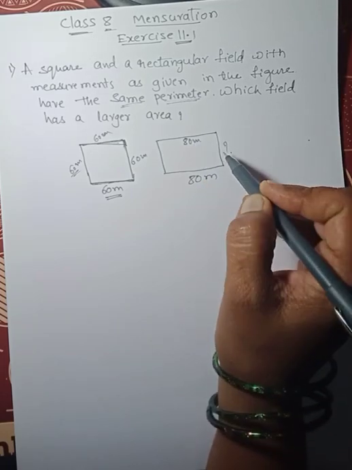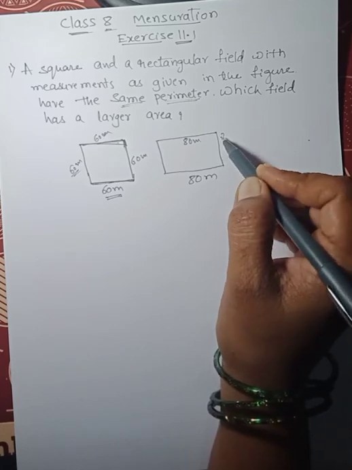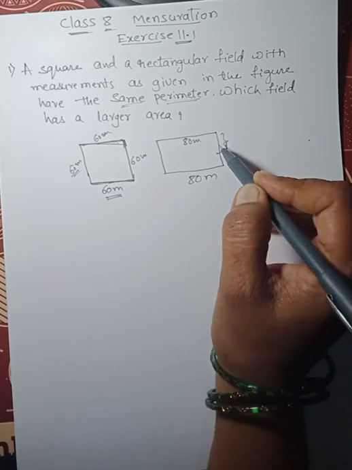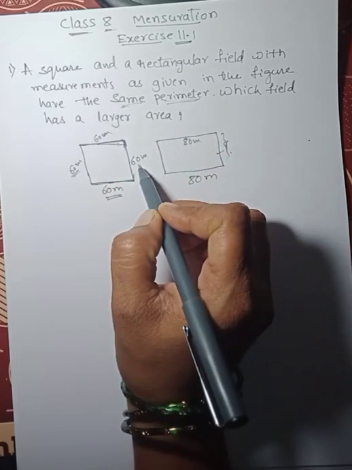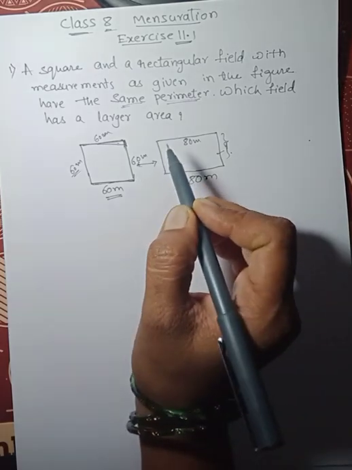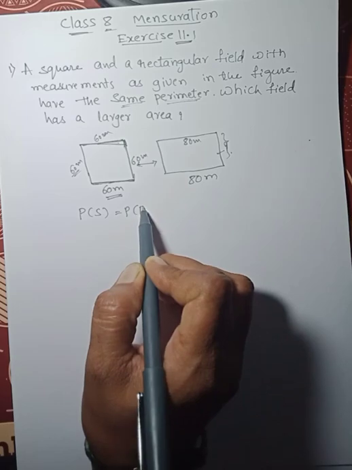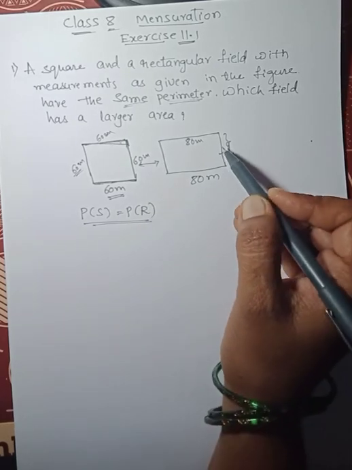It is not given. So without the breadth we cannot find its area, and also for finding its perimeter we need this side, is it? So it is not given. Then indirectly you are given a relation between the square and the rectangle, that the perimeter of square is equal to the perimeter of rectangle. With the help of this relation we will find the breadth of the rectangle.